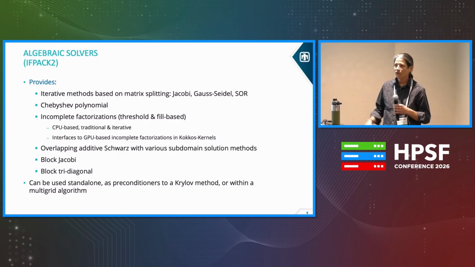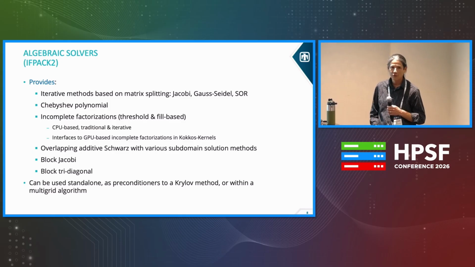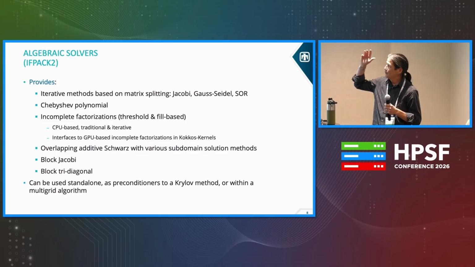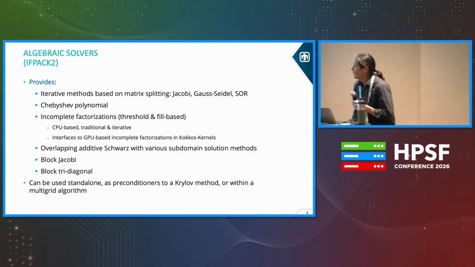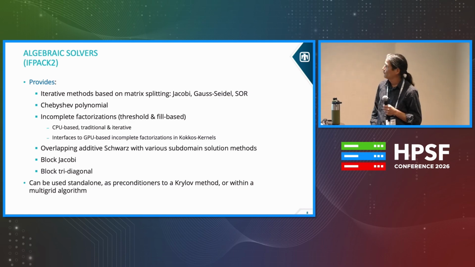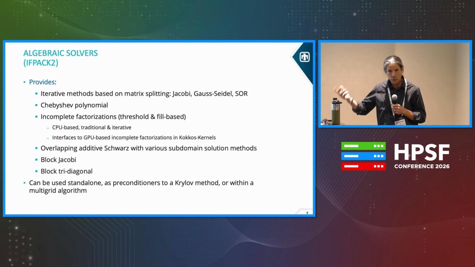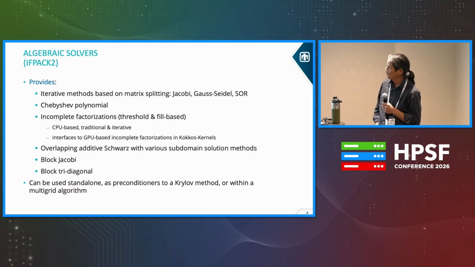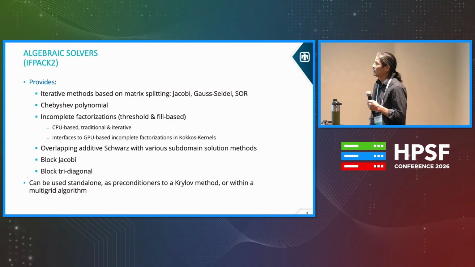Now, the second thing that you're going to look for when you're solving a linear system, besides the Krylov method, is you probably want a preconditioner for it. The first types of preconditioners that people usually start with are Jacobi or some sort of SOR type method, and those are provided through this package called Ifpack2. So you can get the classic ones, Gauss-Seidel, SOR, Jacobi. There are also polynomial preconditioners, different varieties of Chebyshev polynomials.